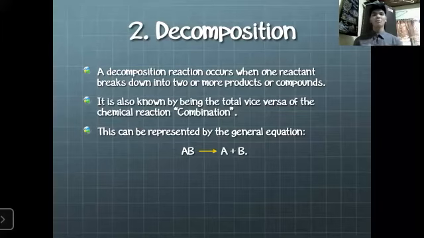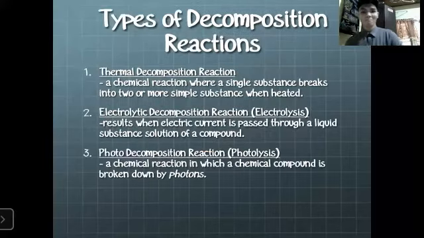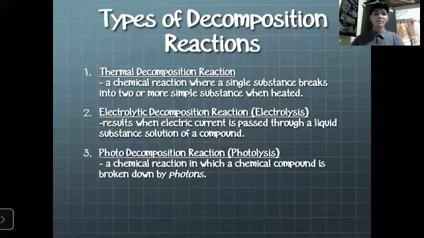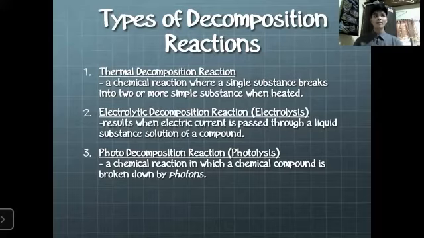So how can we decompose such chemical reactions? There are various types of decomposition, and here they are. Types of decomposition reaction. Number 1, thermal decomposition reaction. A chemical reaction where a single substance breaks into two or more simpler substances when heated. Take note of the word heated, because you can identify the type of decomposition reaction if you hear the word heated, because it's thermal. Thermal is a lot more comparable to heated.